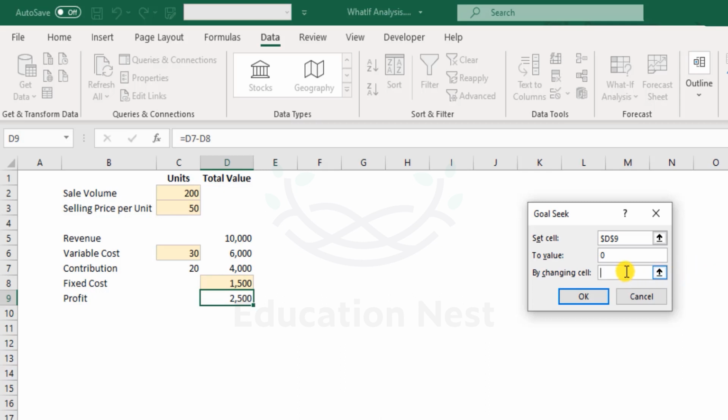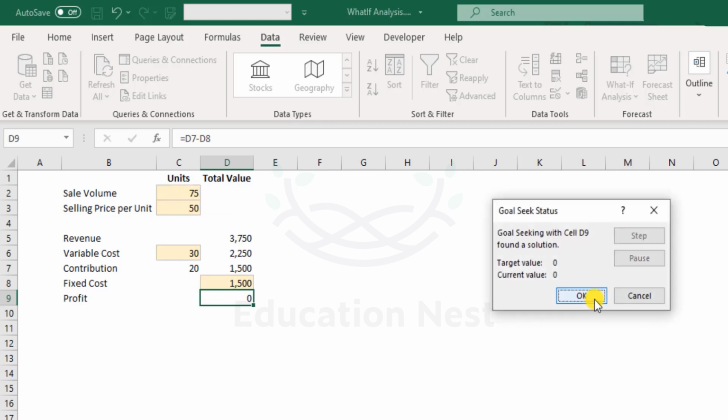So now by changing cell, I want to change the sale volume because I'm not sure if I would be able to sell 200. But at least to maintain no profit, no loss, how many chairs should I sell at the rate of $50 for each unit? I click OK. And it says 75. The moment I sell 75 chairs at $50 for each unit, I earn a revenue of $3,750.